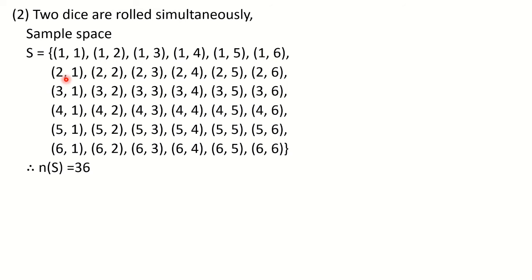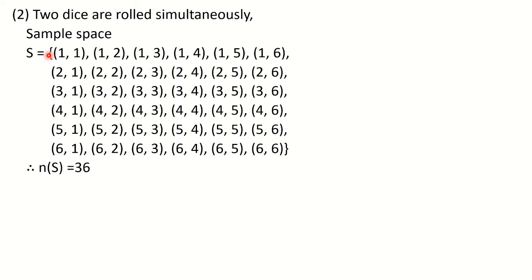Then in the second line 2 1, 2 2, 2 3, 2 4, 2 5, 2 6. Then in the third line you have to start from 3 1 up to 3 6. In the fourth line 4 1 to 4 6. In the fifth line 5 1 to 5 6. And in the sixth line 6 1 to 6 6. And finally you have to close the curly bracket.